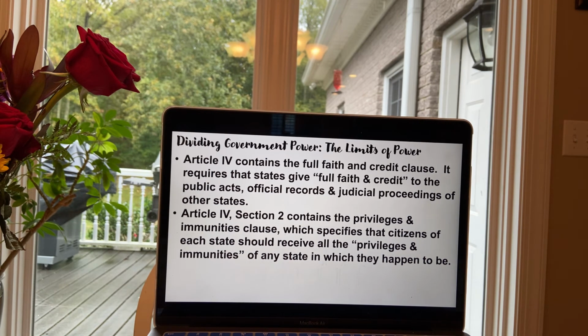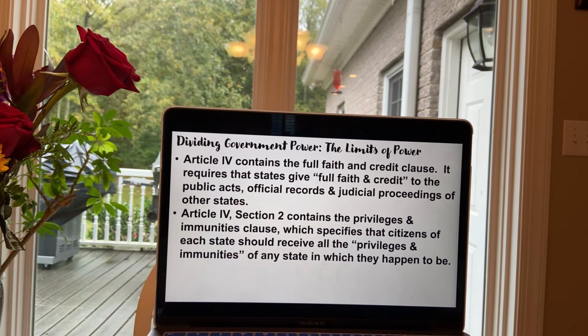Article 4 contains the full faith and credit clause. This requires that states give full faith and credit to public acts, official records, and judicial proceedings from other states. So in class, I gave the example of, let's say that you want to go to Panama City for spring break. When you get to Florida, you don't have to get a Florida state license to drive through the state. Because of the full faith and credit clause, the state of Florida will recognize your Alabama driver's license.